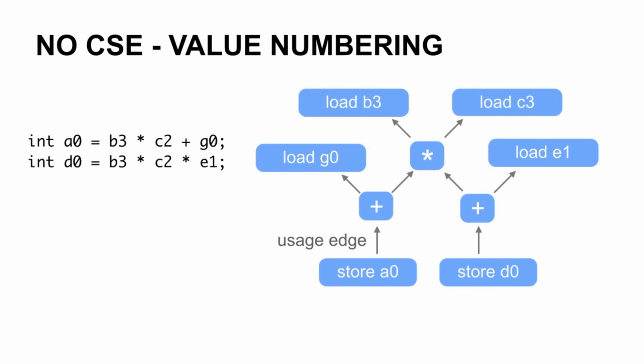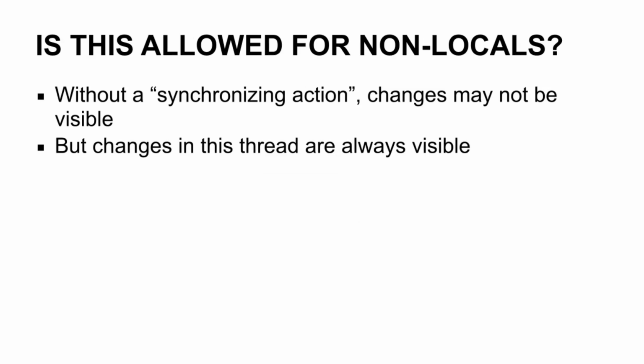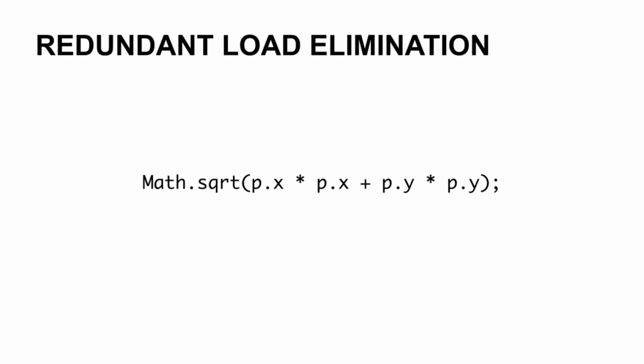So we know this example works, but can we do this for non-locals? Is this allowed? It is allowed. Without a synchronizing action, as the spec calls it, there's no requirement that we reload a value. But there is a requirement that changes in this thread are always visible. And that first caveat allows the compiler to do some interesting optimizations, and that second one actually causes the compiler a lot of headaches. So it is possible, with a piece of code like this, to turn the multiple loads of p.x into a single load of p.x, and the multiple loads of p.y into a single load of p.y. This is allowed by the Java memory model.